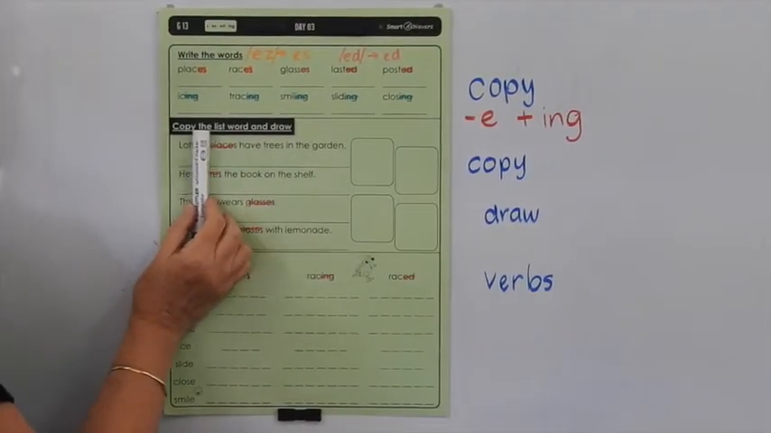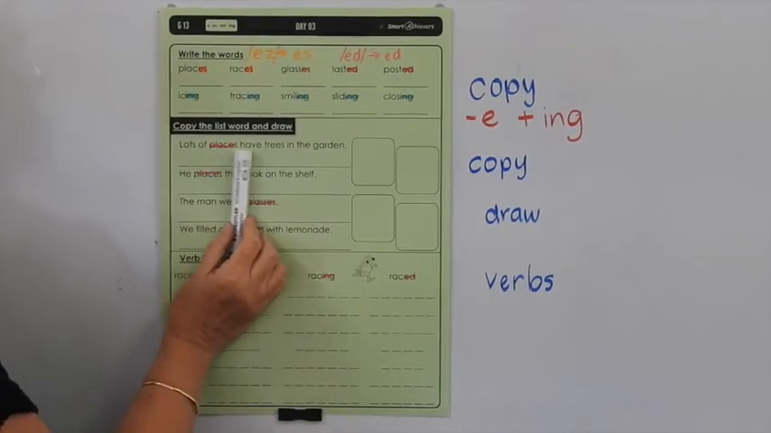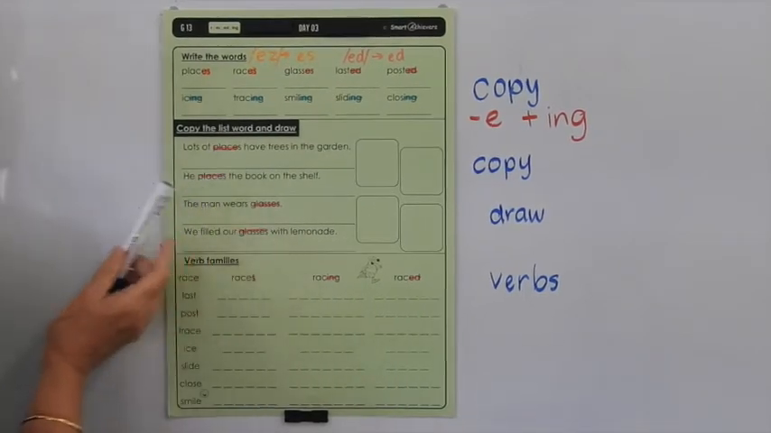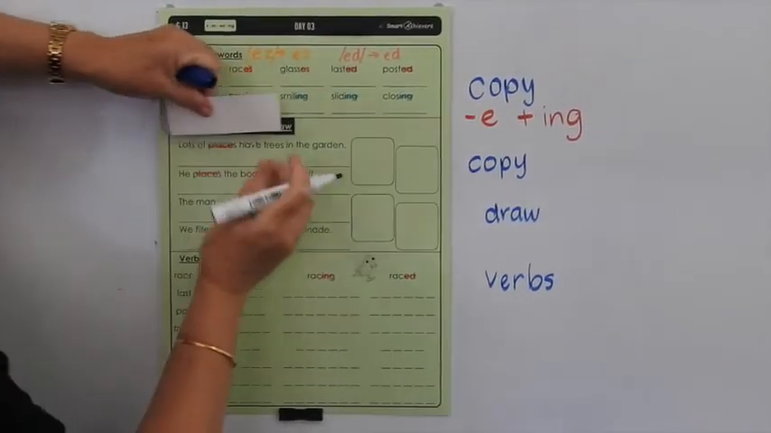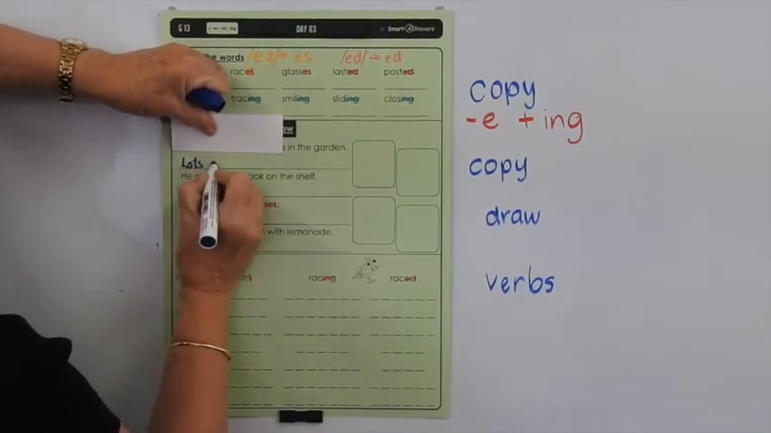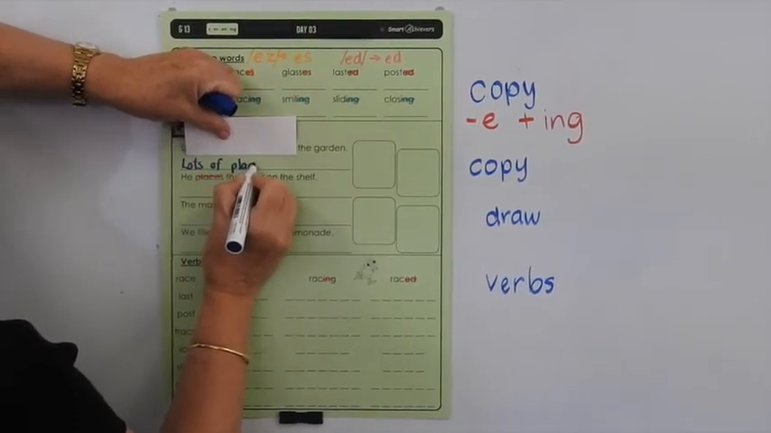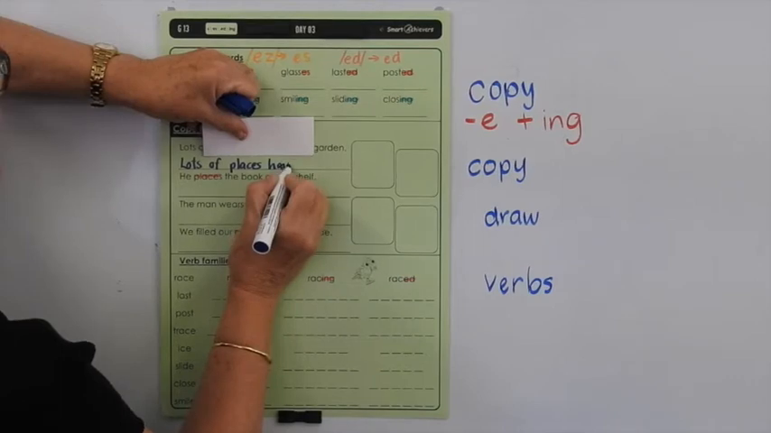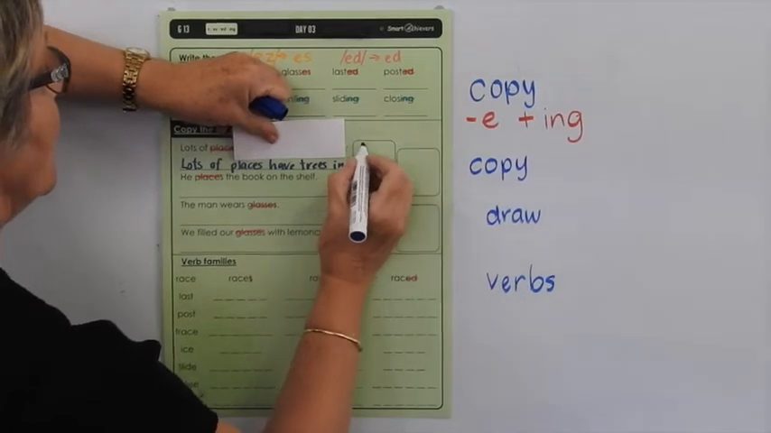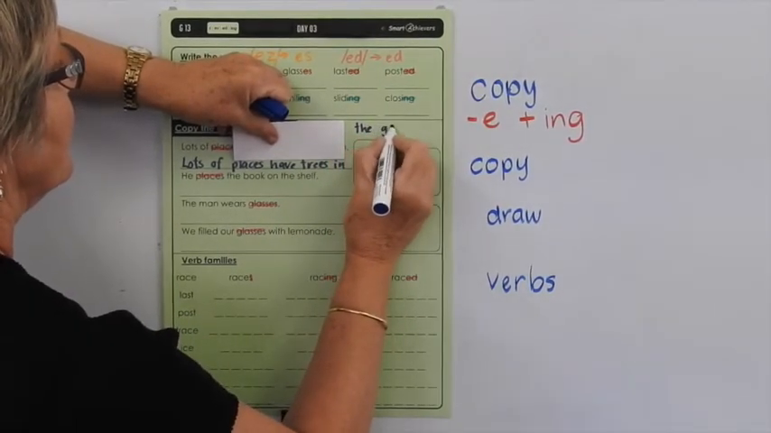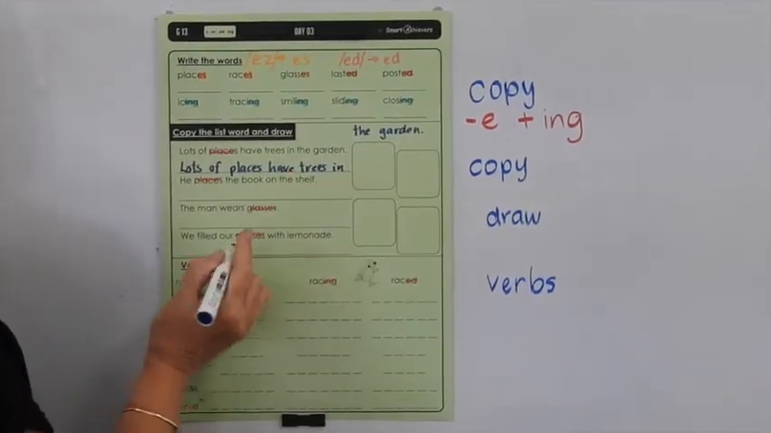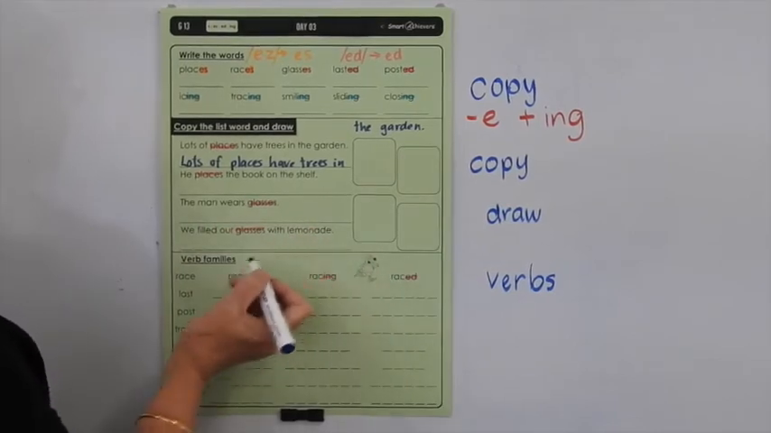Now, this says copy the list word and draw. Lots of places have trees in the garden, so you have to highlight that word, copy the sentence, so cover it. Lots of places have trees in the garden. Lots of places have trees in, might need to go up here, the garden. You might be able to write a bit smaller than me. And then you've got to draw that picture. So these sentences are a bit shorter, so they should fit in.